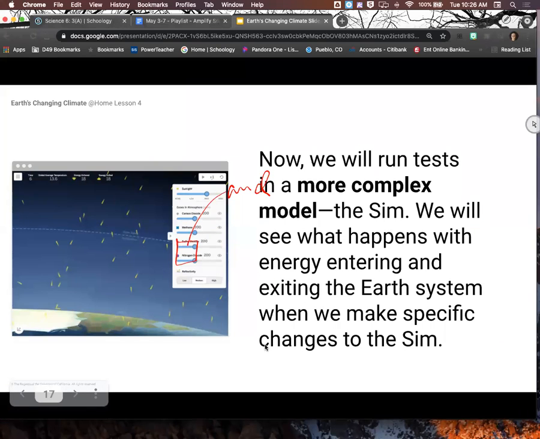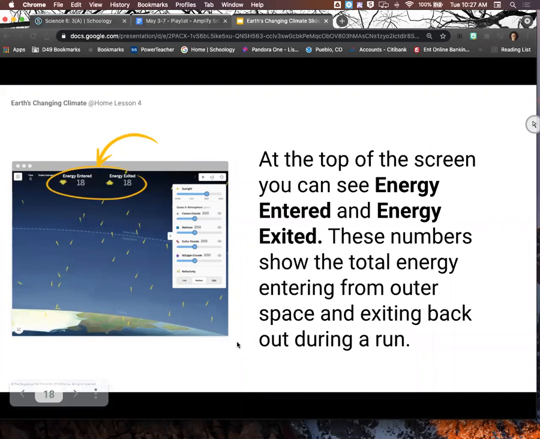Now we're going to run some tests in the Earth Changing Climate Sim. We'll see what happens to the energy entering and exiting the system when we make specific changes, okay? So we're going to examine the energy entering and exiting as we do certain things. So we'll follow the procedure. So here we have an investigation that follows a procedure.